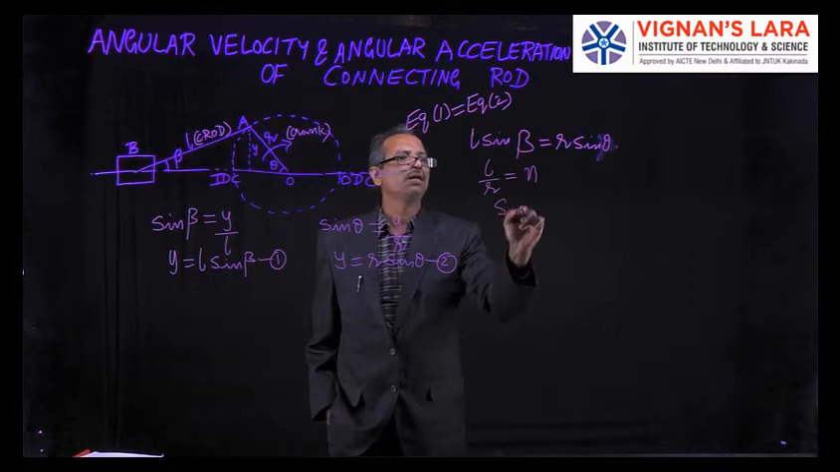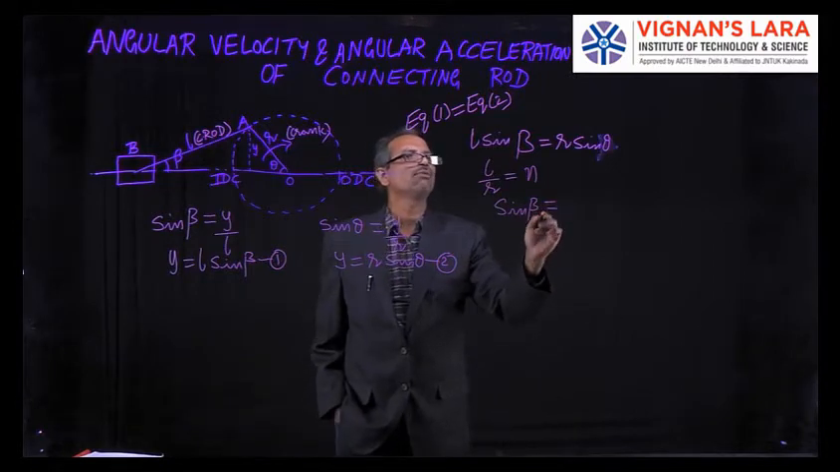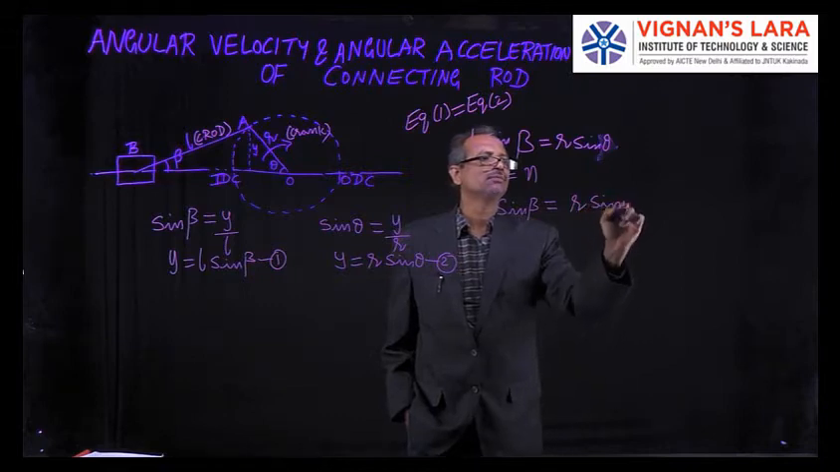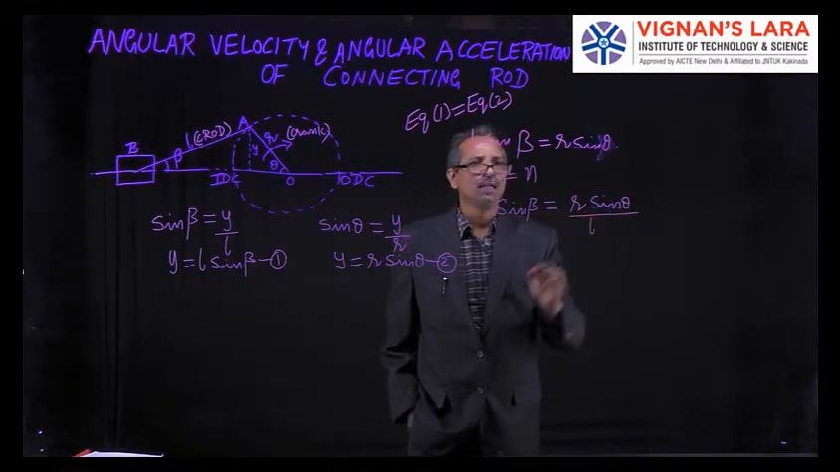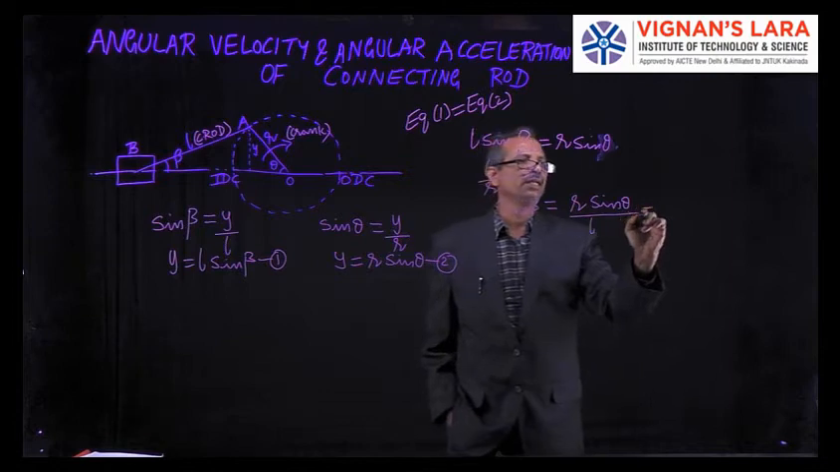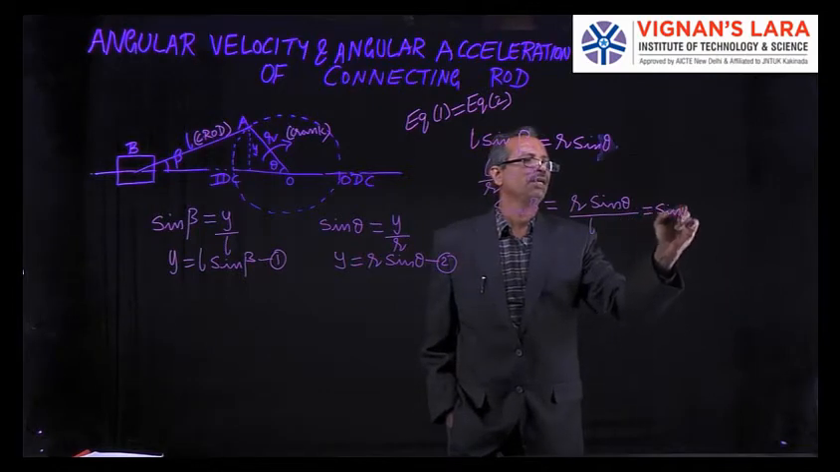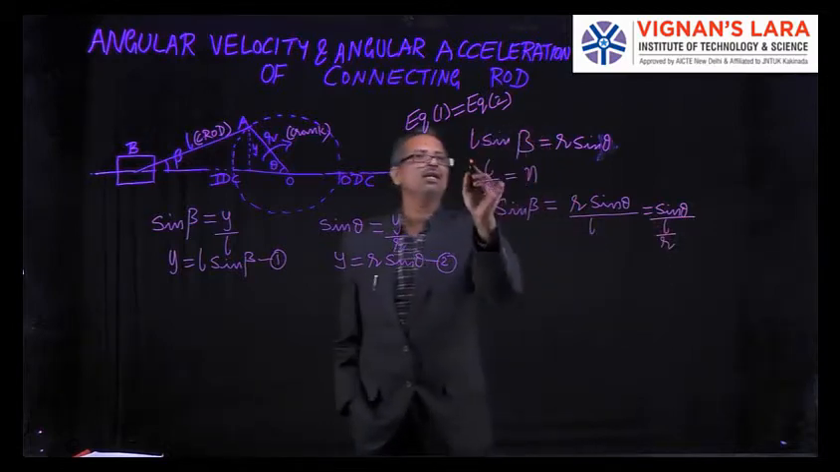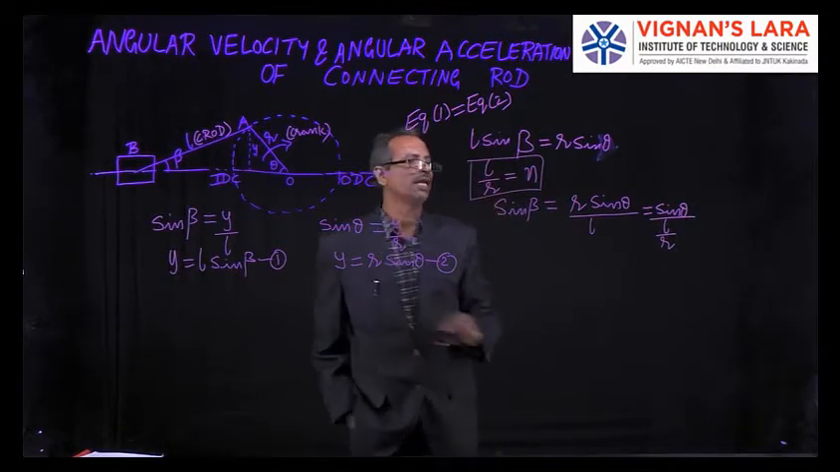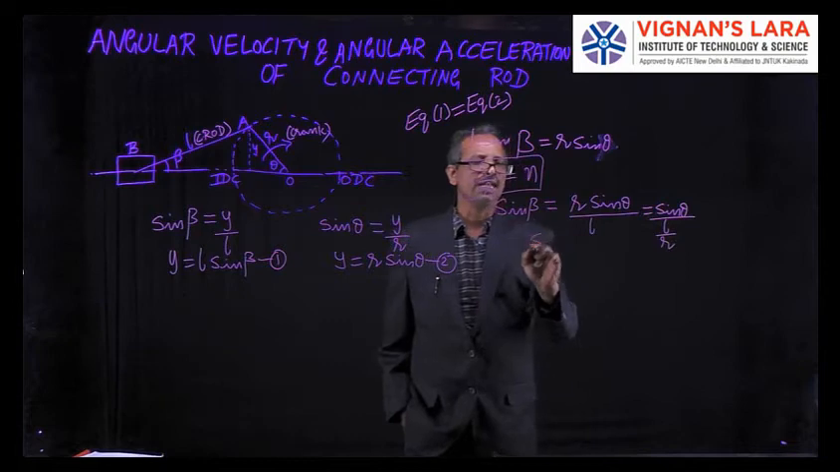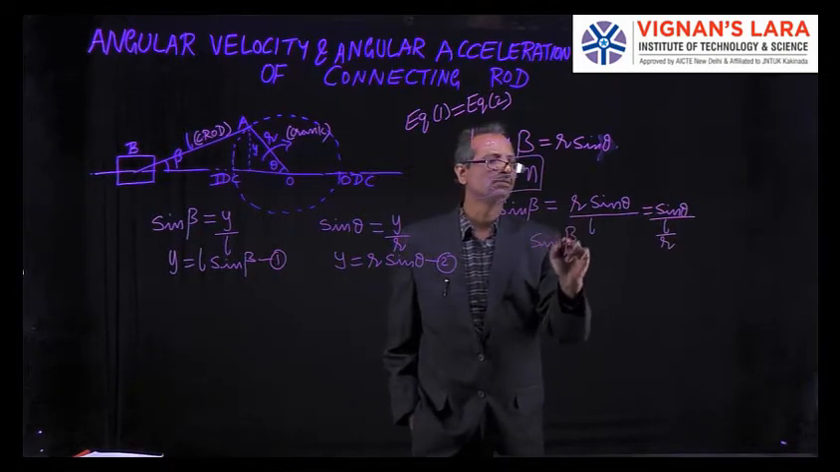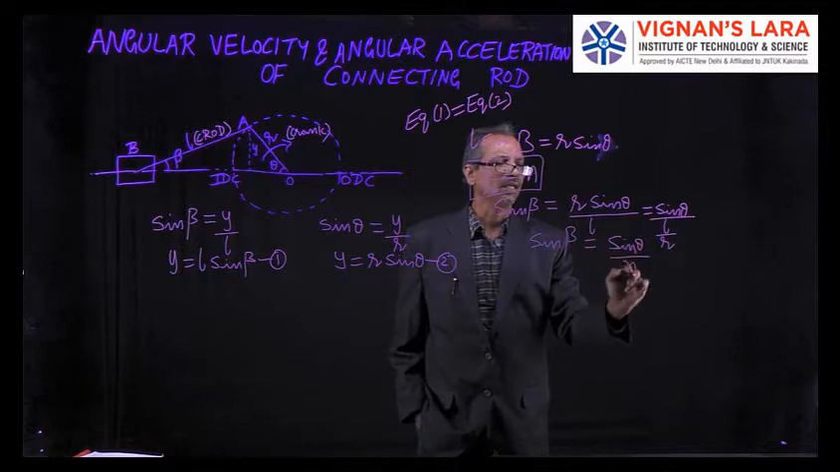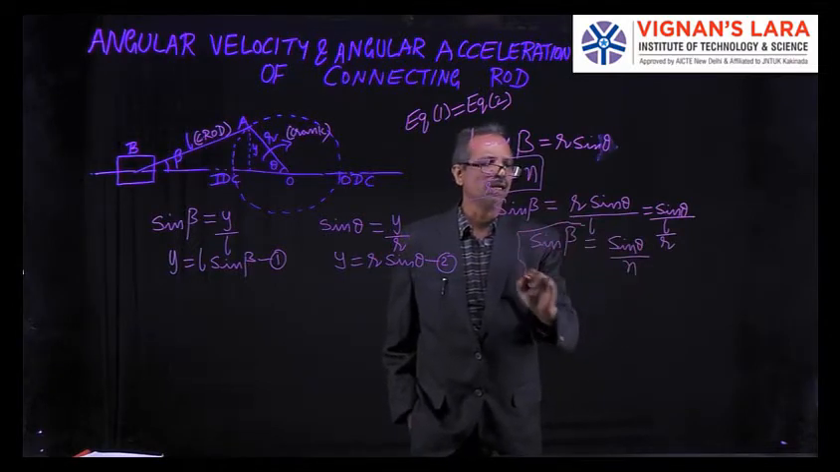So I can write sin beta is equal to R sin theta by L. Or this can also be written as sin theta by L by R. What is L by R? We know L by R is equal to N. So I can replace, sin beta is equal to sin theta by N. This is another equation, say equation number 3.